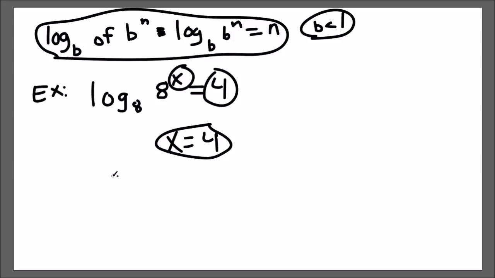The next property is a simple form: log base b of b to the n equals n, when b is greater than 1. And that includes every other property in here. b has to be greater than 1. For example, when log base 8 of 8 to the x equals 4, we know that 4 and x have to be the same because n is equal to n. So x will equal 4.